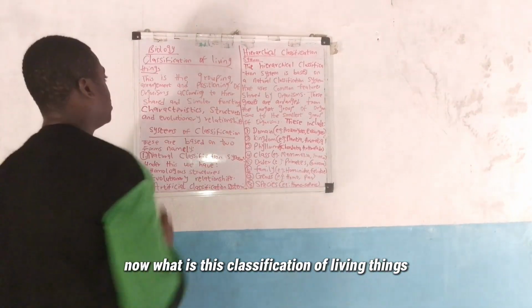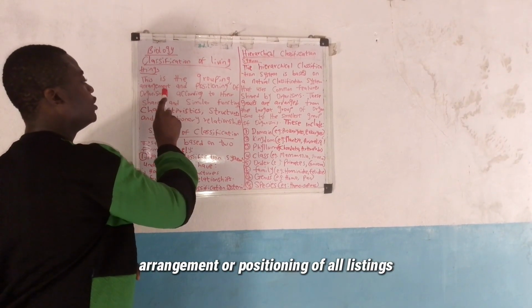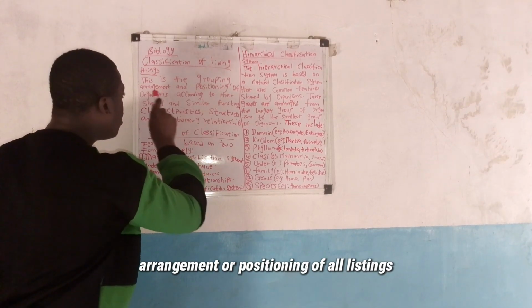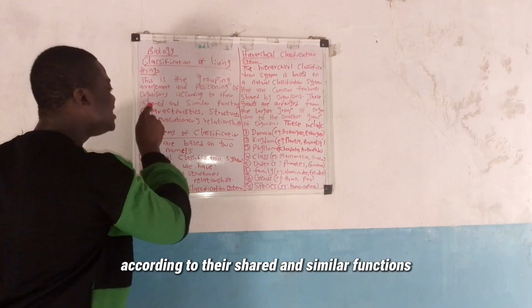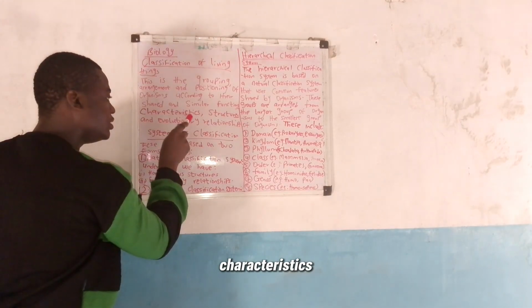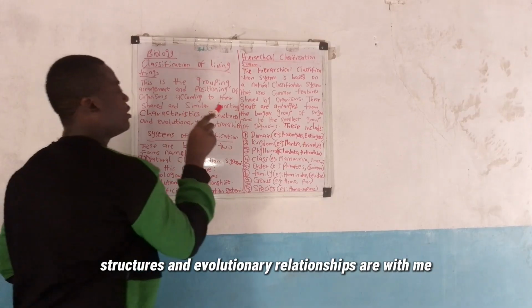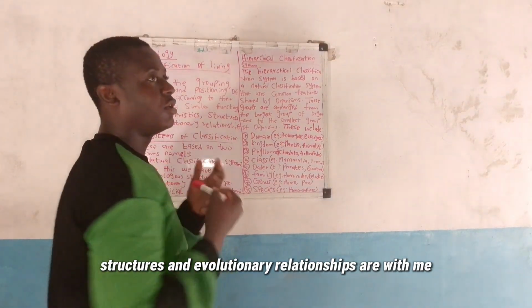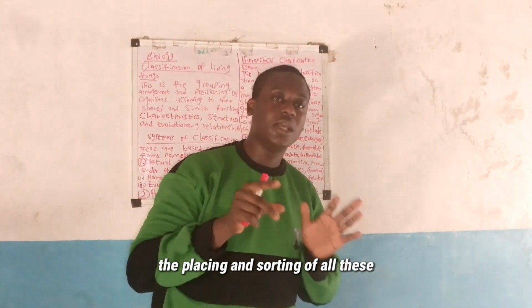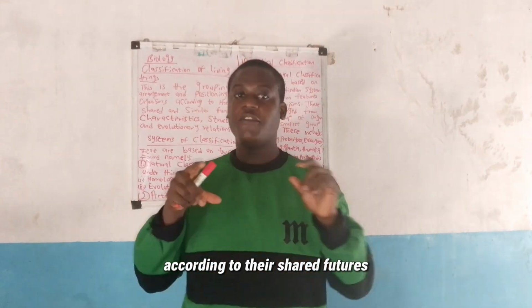Now, what is this classification of living things? Classification of living things is the grouping, arrangement, and positioning of organisms according to their shared and similar functions, characteristics, structures, and evolutionary relationships. With me, it is the placing and sorting of organisms according to their shared features.